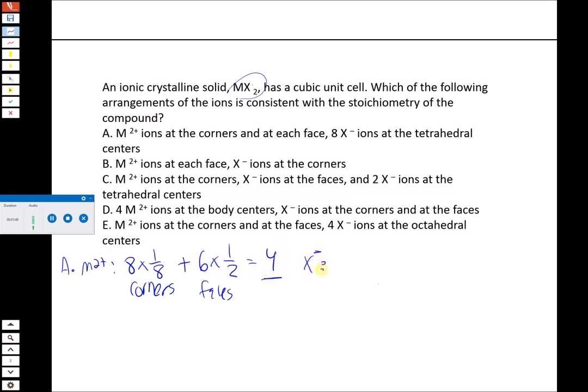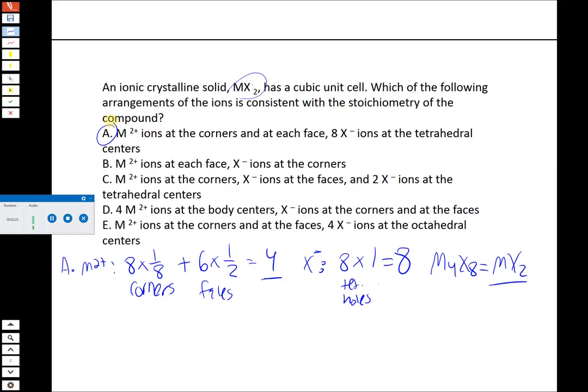Then if we go to X-, we say that we have 8 X- ions at the tetrahedral centers. So we have 8 tetrahedral centers. Each of those counts as a full ion because the tetrahedral holes are inside of the unit cell. So in this case, we have 8 of those. So the formula then of this compound, we have 4 M's. We have 8 X's, which means the empirical formula is MX2, which is the correct formula for this compound. So we think that choice A is going to be the correct one because it gives us the same chemical formula. So we'll pick that one.